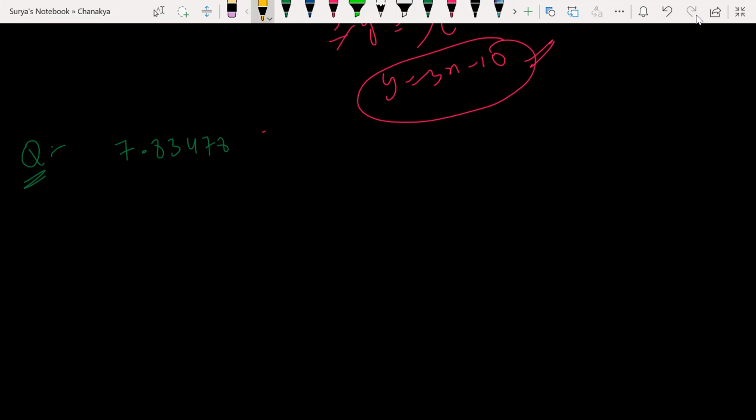2 decimal places is nothing but underlining the second digit after the decimal point. This is the first digit, this is the second. So my question is what happens here? The value of the digit will depend on the next digit, right? Exactly.